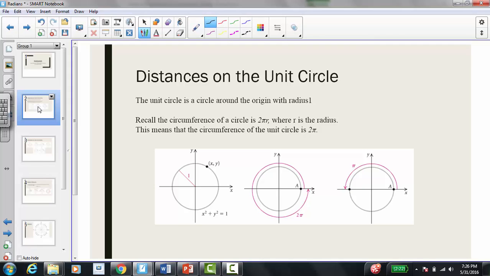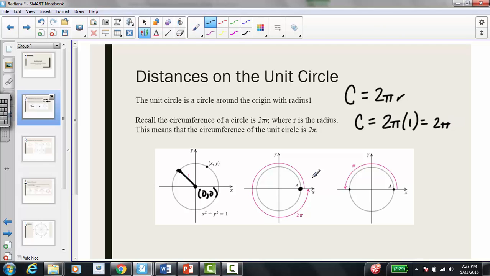So the first thing that we need to talk about is the distances on the unit circle. If you remember, the unit circle is a circle around the origin with radius 1. Looking at my first picture, here is my origin, the point (0, 0), and I have a radius of 1. The circumference of a circle equals 2 pi r, where r is the radius. When we are considering the unit circle, our radius is 1, so our circumference is 2 pi times 1, which simplifies to just 2 pi.